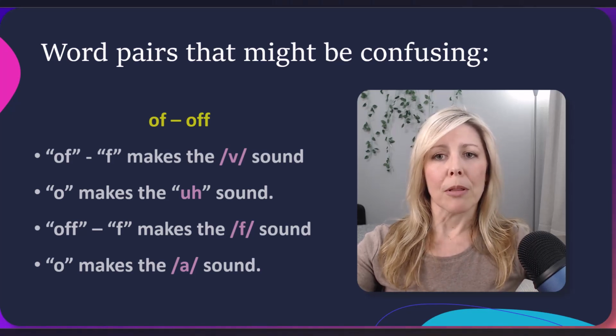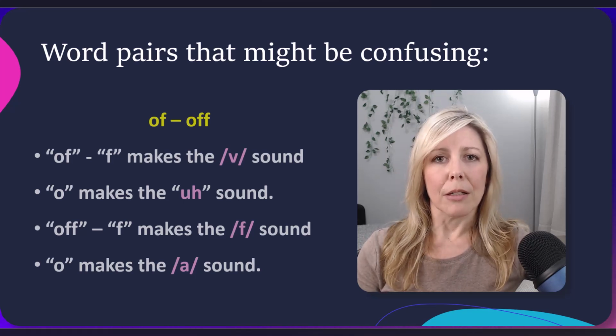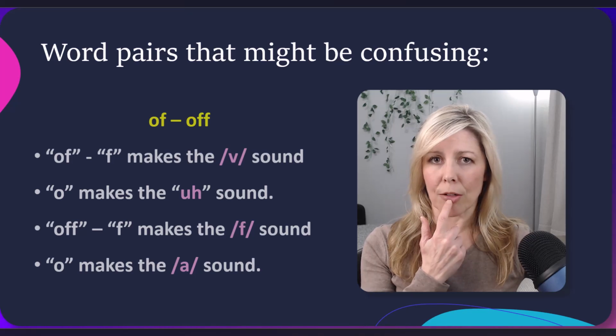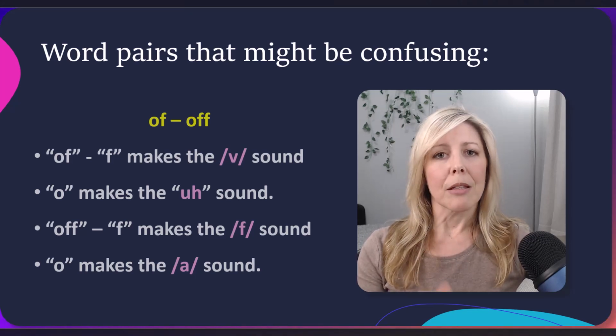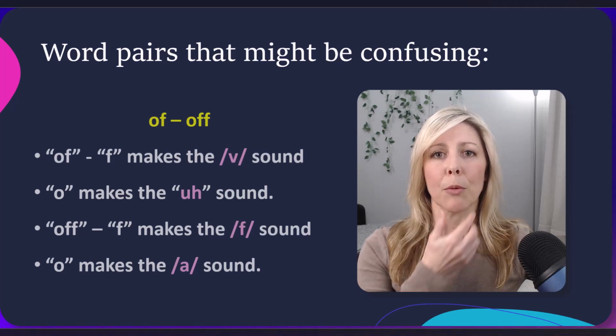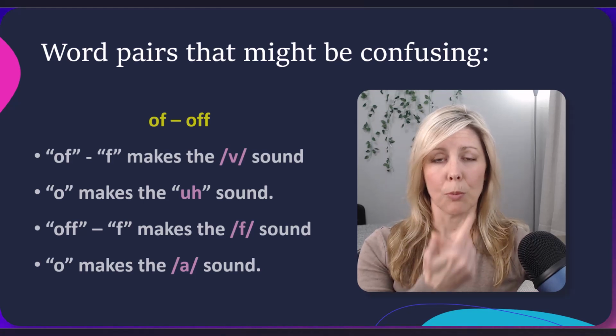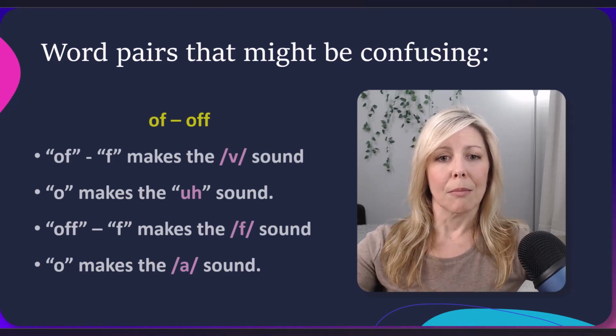Let's try both. The first one, of. Make sure you get a strong V there. Of. Second one, off. Once again, of, off. So they should feel different. Remember, with off, your jaw is lowering. Your mouth is open wider. Let's look at the next pair of words.